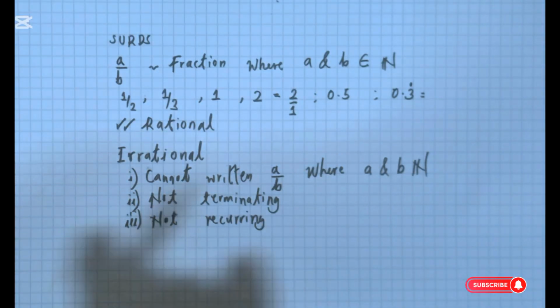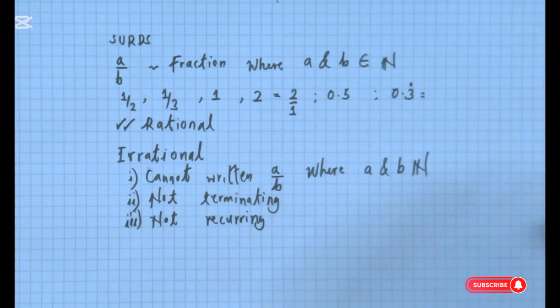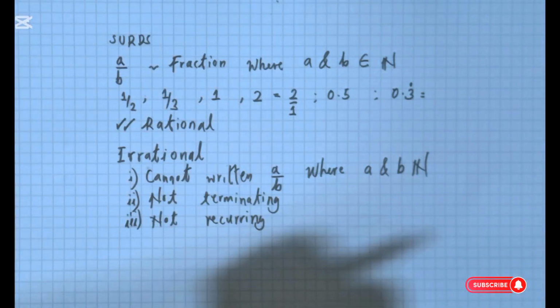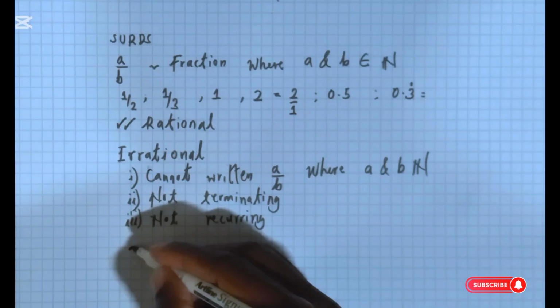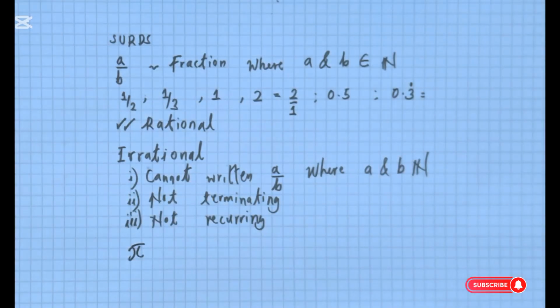However, if you have a decimal that is not recurring at all, it keeps giving new numbers and going on and on, and we cannot tell when it will end, and we cannot even tell whether it's showing any form of recurring numbers, we say that number is irrational. An example of an irrational number is pi. Pi is an irrational number.